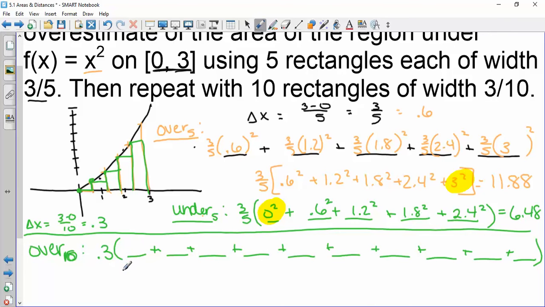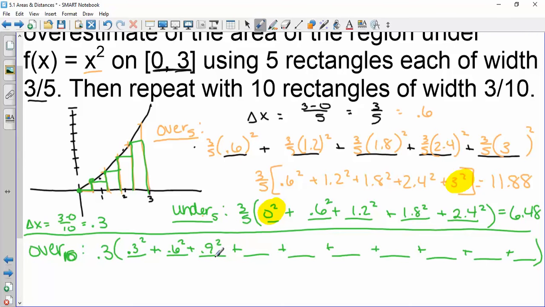Okay, so for the overestimate, think about your first rectangle. We can either start at 0 or 0.3. Which one would give me a higher value? 0.3. So that's going to be where I start for my overestimate. So the first point would be 0.3 squared. And then how do I get every point after that? Add 0.3. So 0.6 squared, 0.9 squared.